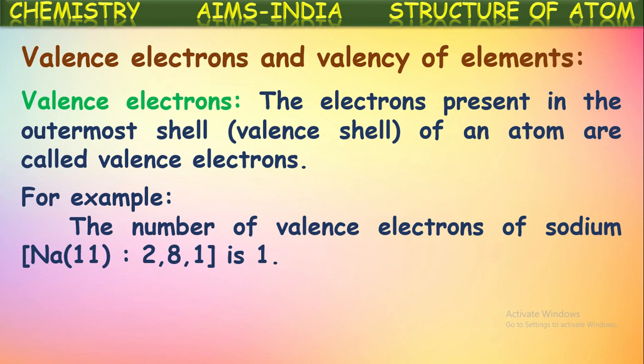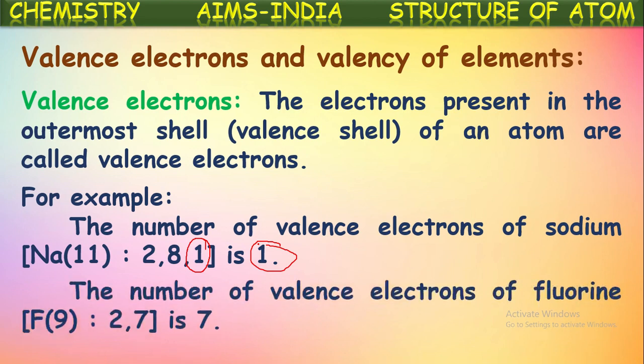For example, the number of valence electrons of sodium, because atomic number of sodium is 11. If you write its configuration by following these Bohr-Bury rules, we get it as 2, 8, 1. Now for sodium, how many electrons are there in the last shell or valence shell? Only one electron. Hence we say its valence electrons are 1. The number of valence electrons for sodium is only 1.